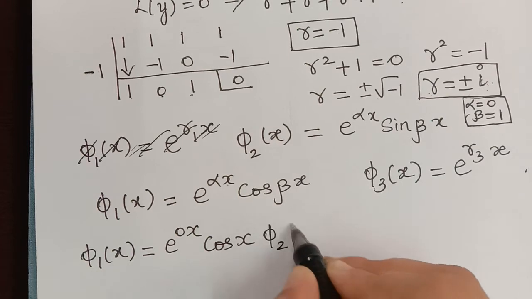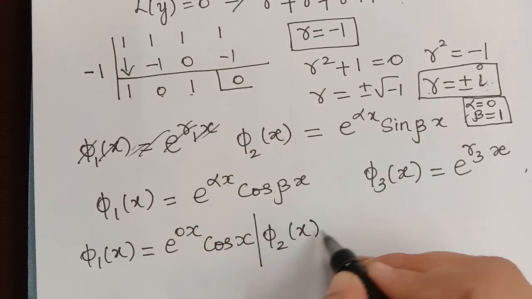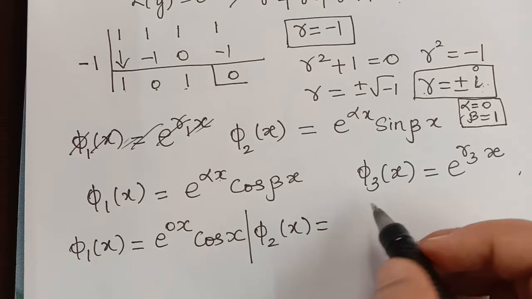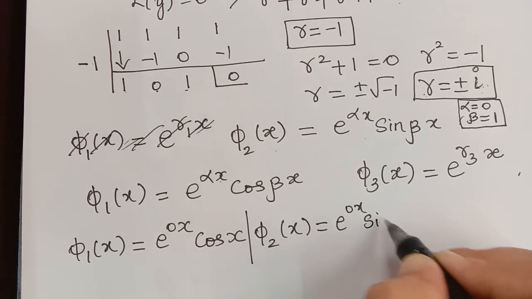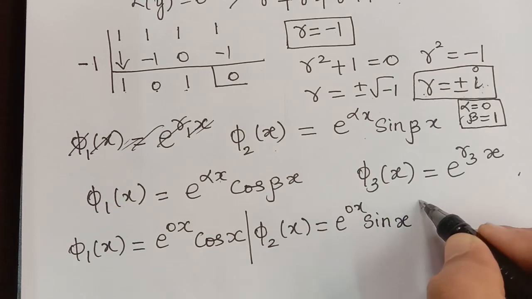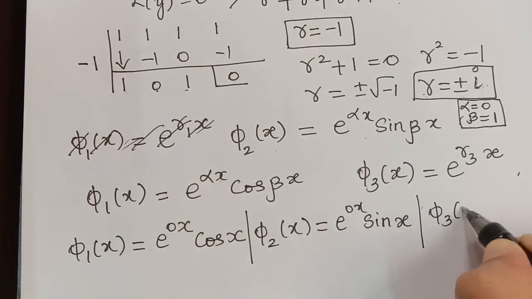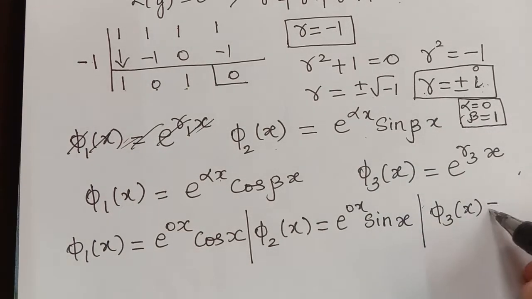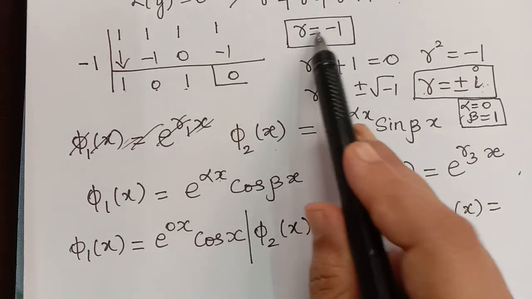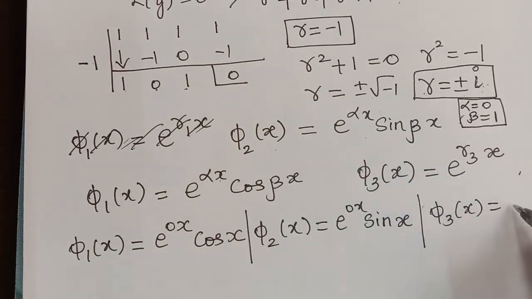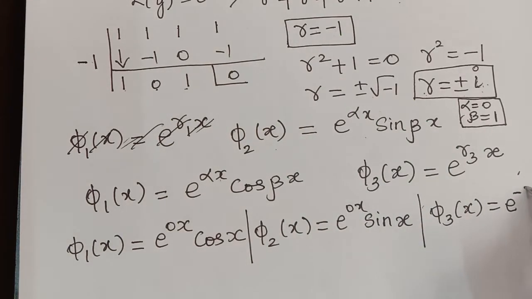And then phi 2 of x, the next one, will be equal to e power 0x sine beta x, so sine x. And then we have phi 3 of x, the third one, which is equal to e power r3 x. The value of r3 is equal to -1, so the next root is -1. So it is e power minus x. So this is what we have.